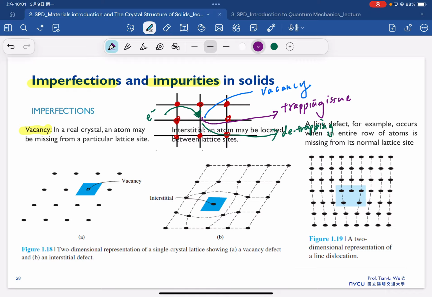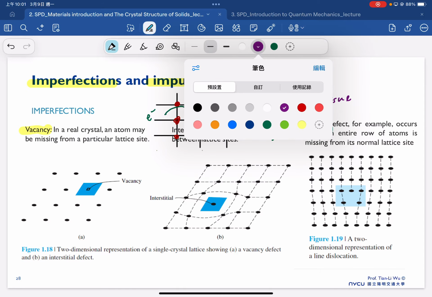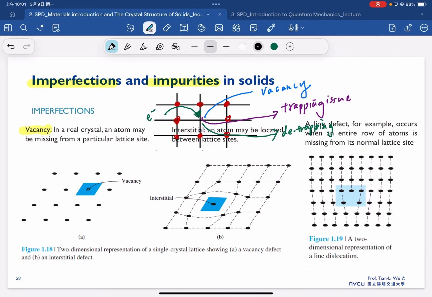So anyhow, this becomes unstable, because you don't know when the electron will be trapped by this vacancy, and you don't know when the trapped electron will leave this vacancy. So that becomes an unstable state. And that is the reason we need to study reliability.